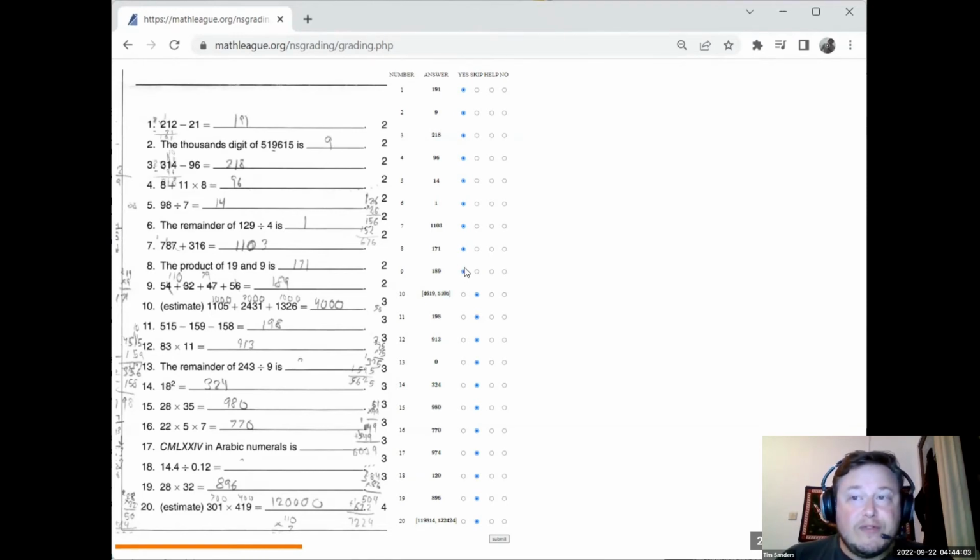Now we come to our first estimation problem. Remember, I mentioned that the estimation is going to be the lowest possible answer they could give you is here, and the highest possible answer is here. So we look at what the student wrote. The student wrote 4,000. 4,000 is not in this range. It's lower than the lowest number we would accept. So this is a no, because 4,000 is not between these two numbers. So we click no on that.